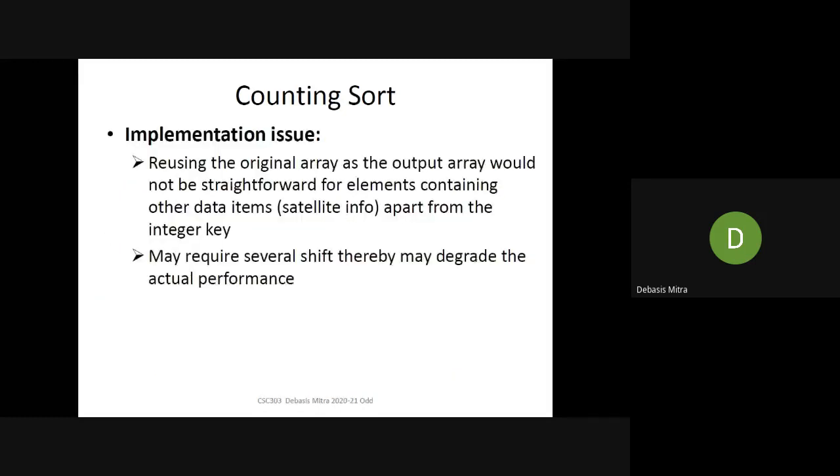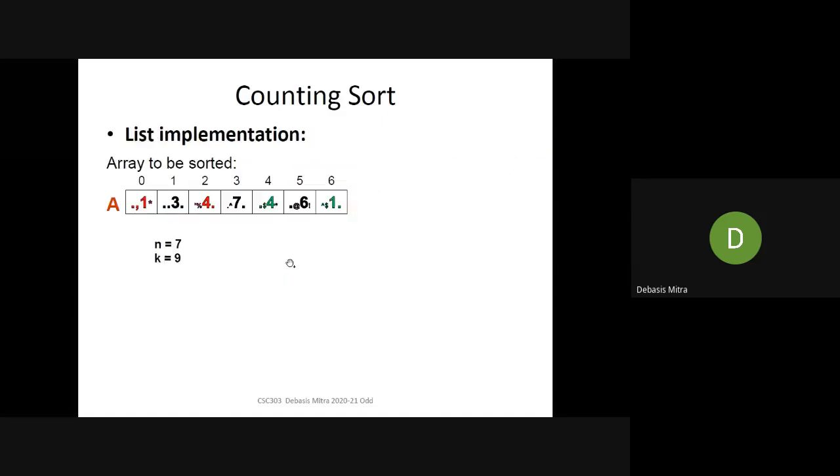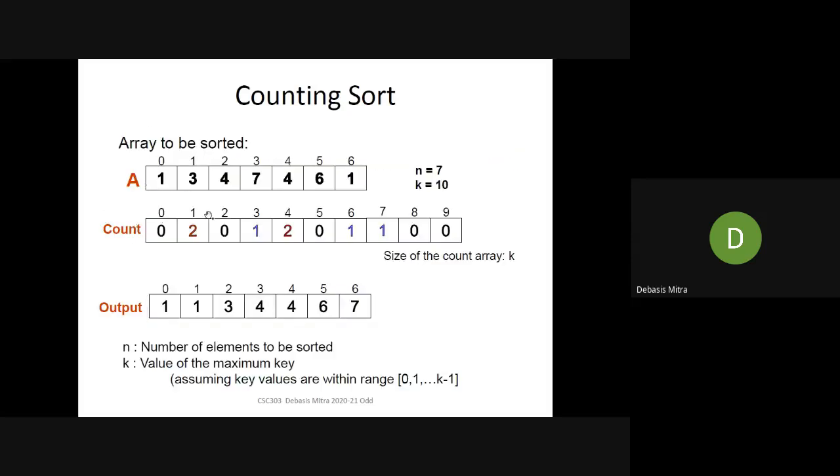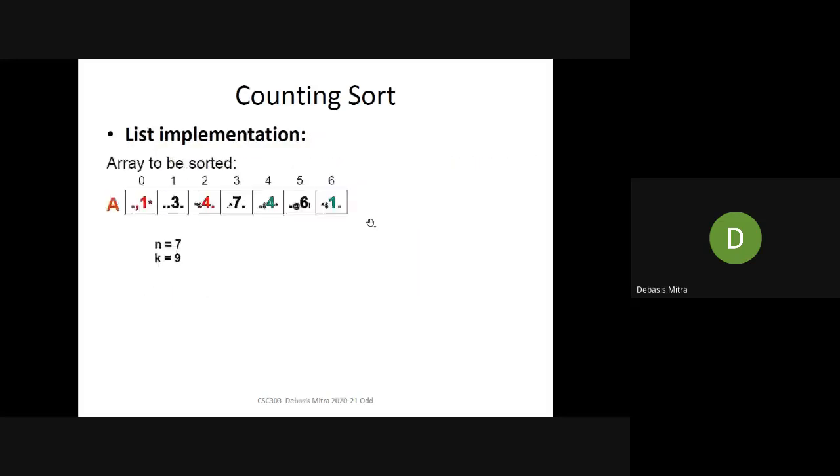So as I was discussing about implementation issues, reusing the original array as the output array would not be straightforward for elements containing other data items, which are called satellite information. It may require several shifts, thereby degrading the actual performance. So what we do actually is, instead of using an array for the count, we use an array of linked lists to construct this count. Then it will be very straightforward.